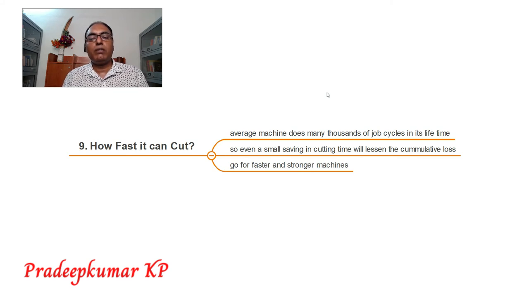An average machine does many thousands of job cycles in time. If you take the life of a CNC router machine, in its lifetime it will be doing hundreds of thousands of jobs. Even in one job, if there are a few minutes of wastage or extra time, taken cumulatively it adds up over 1 year, 2 years, like that. So even a small saving in cutting time will lessen the cumulative loss of the machine. So it will be better to go for a faster and stronger machine.